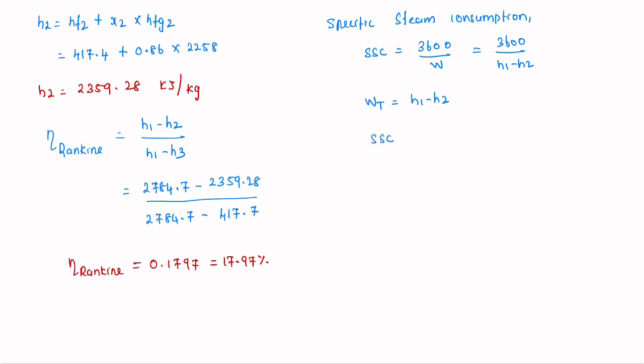That is, specific steam consumption is equal to 3600 divided by the value of H1 is 2784.7 minus 2359.28, and the specific steam consumption is equal to 8.46 kilogram per kilowatt hour.